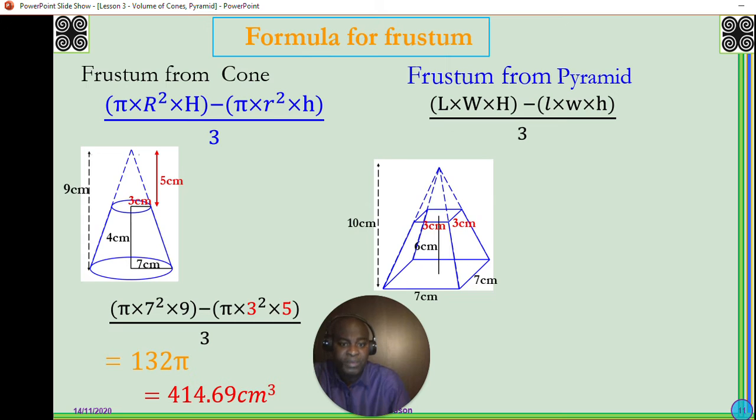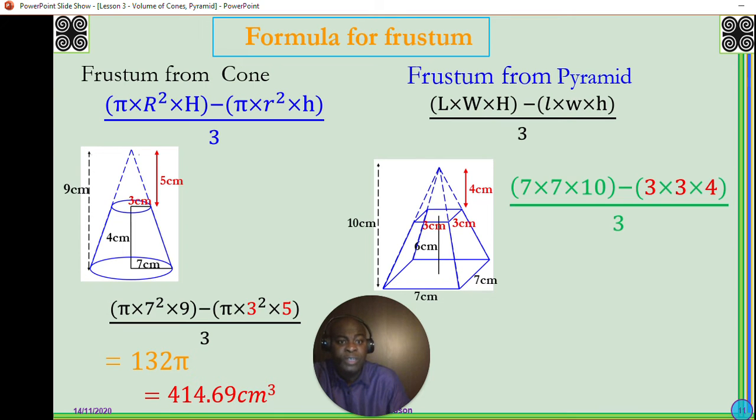Frustum of pyramid is same. 10 is height original, 7 is width original, the other 7 is also length original. So 7, 7, 10 forms the original. 3, 3 forms the chopped off, and to find the height is the gap between 10 and 6. 10 minus 6 is 4. So once we know the values, slot them into the formula and divide everything by 3. And that gives us 151.33 cm cube.